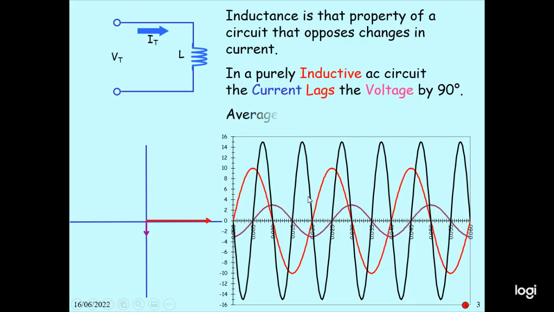Average power is 0 watt. So in this case, this is the phasor diagram. This is the voltage in red, current in purple. So voltage is this one, the current is like this one. So current lags the voltage by 90 degrees. And real power is 0 watt.